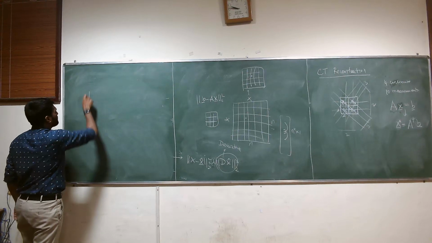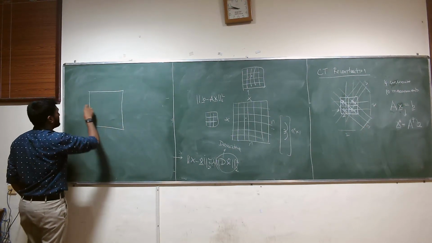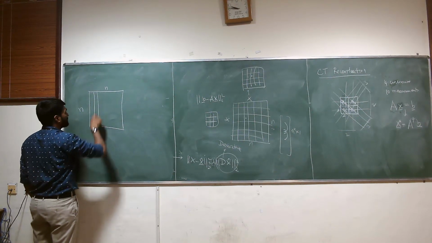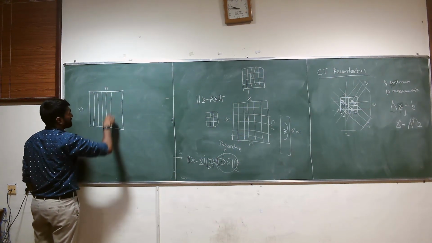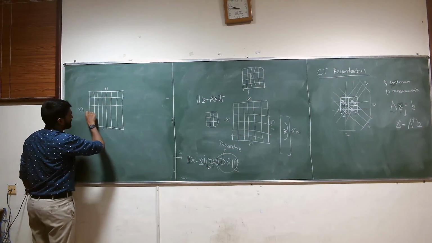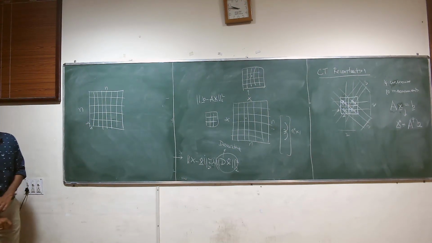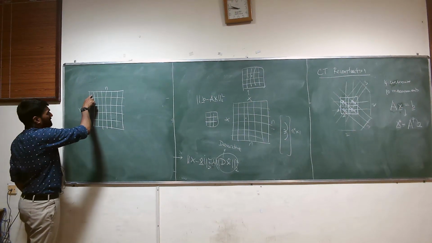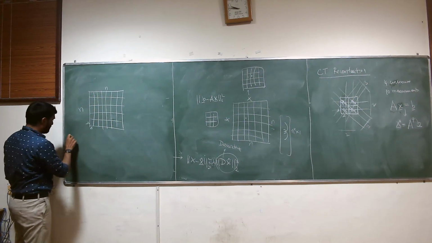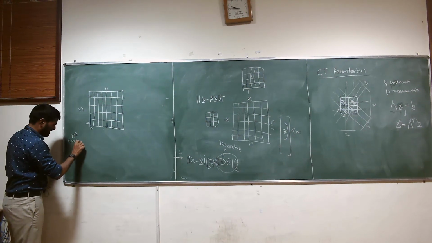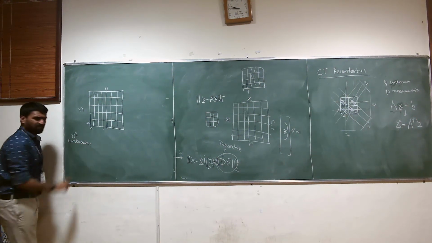But what happens if you have n cross n? Okay. Let's say the height and width of each pixel is lambda. R1, R2, R3, R4. So we have n square unknowns in this case.